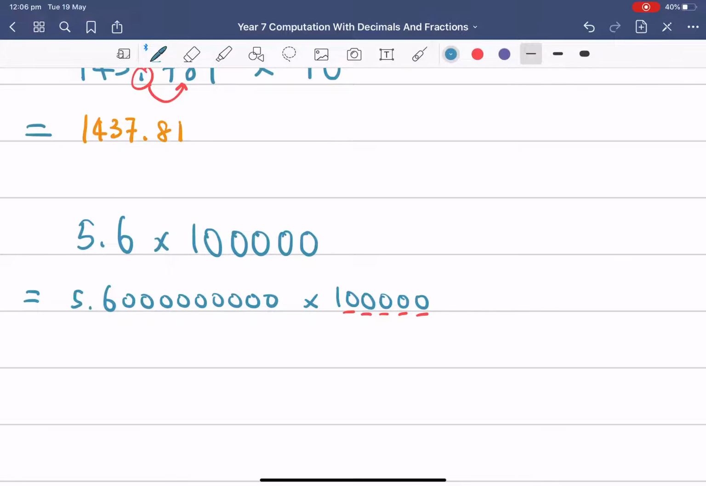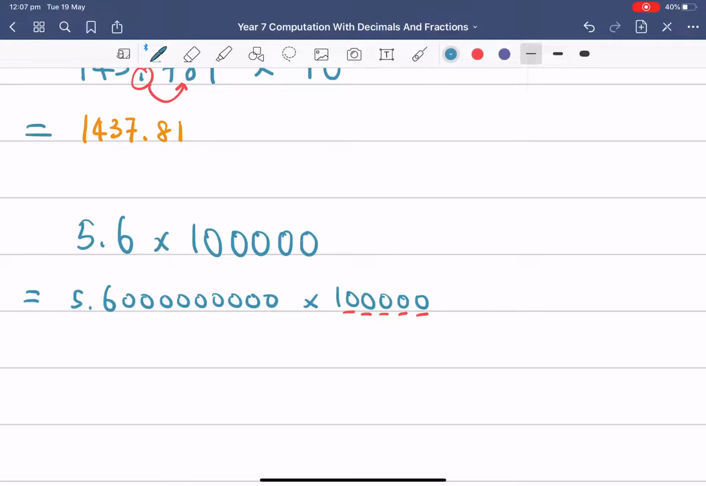5 points. Okay, we're going to move that decimal point 5 places to the right. So that becomes the new decimal point. And that's what I'm saying, it doesn't matter if you have extra zeros at the end, which you don't need to use. So you can create more zeros if you want.